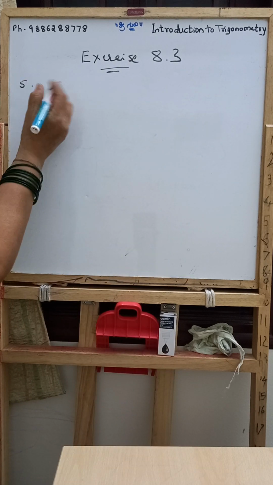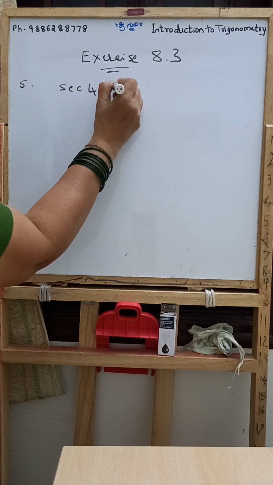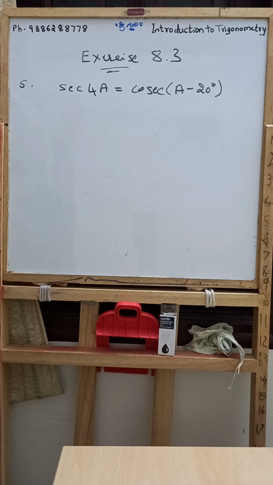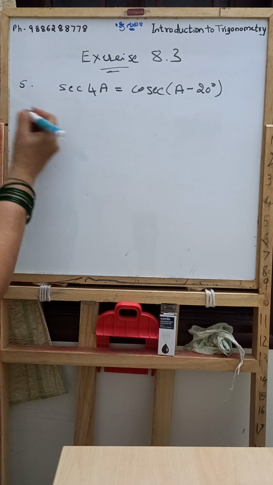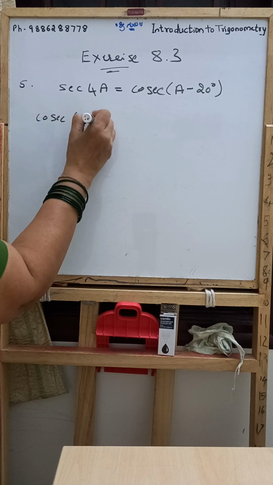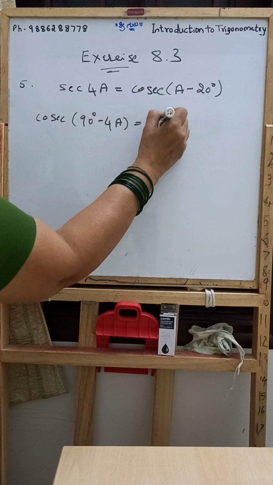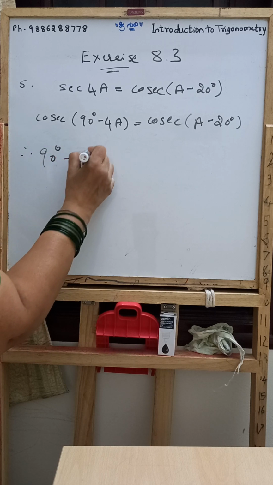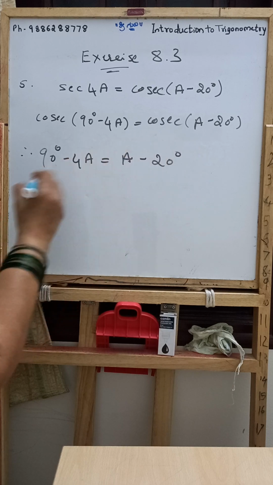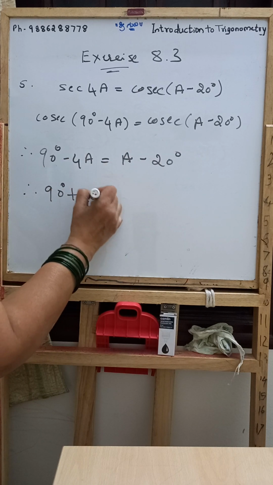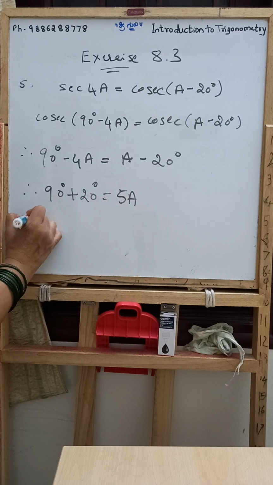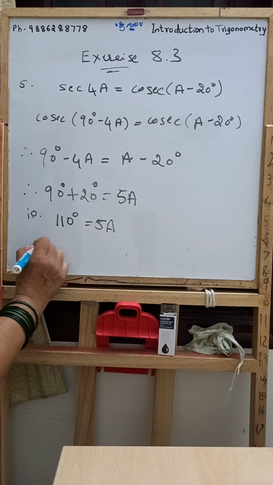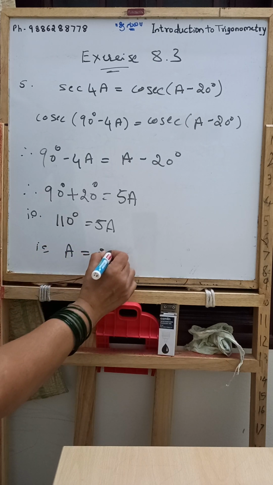Then the fifth one. If sec of 4a is equal to cosec of a minus 20 degrees. Sec of 4a is written as cosec of 90 minus 4a is equal to cosec of a minus 20 degrees. Therefore, 90 degrees minus 4a is equal to a minus 20 degrees. Therefore, 90 degrees plus 20 degrees is equal to 5a. That is 110 degrees is equal to 5a. That is a is equal to 22 degrees.